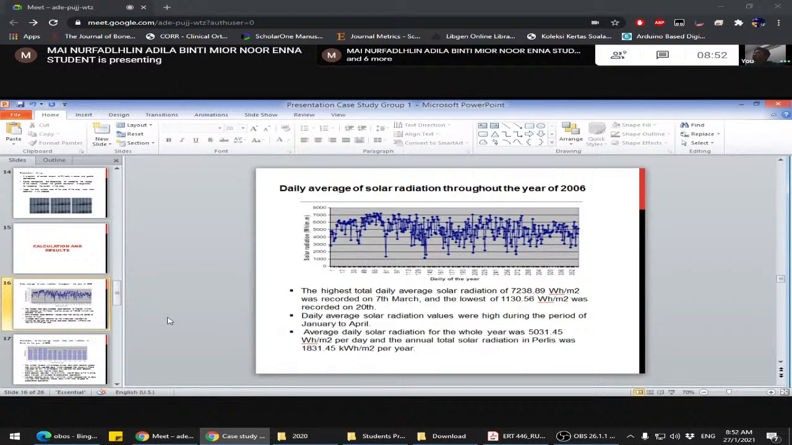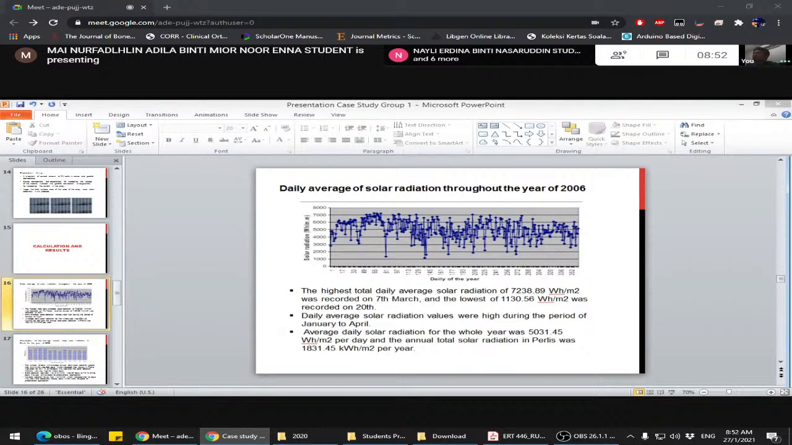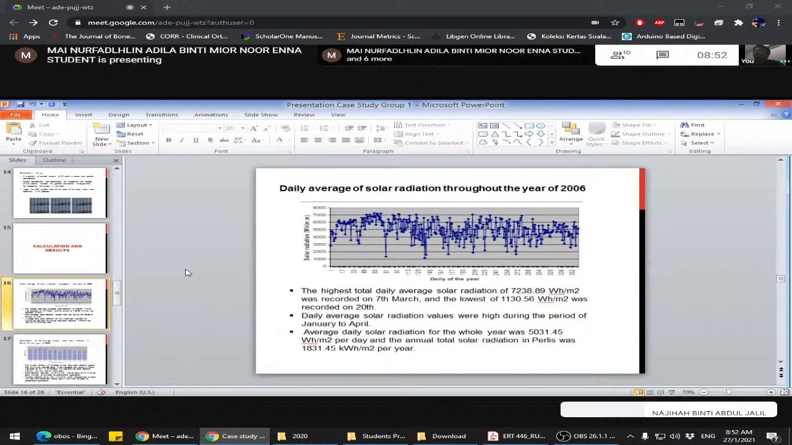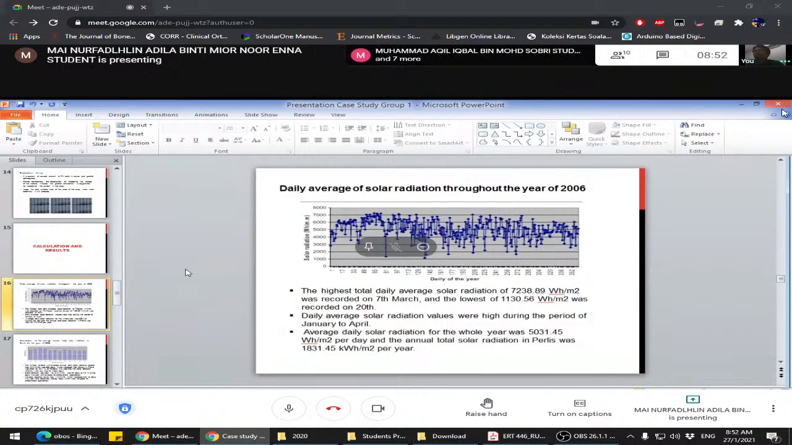Daily average solar radiation values were high during the period of January to April because of maybe the hot condition, musim panas. The calculated average daily solar radiation for the whole year was 5,031.45 watt hour per meter square per day, and the annual total solar radiation was 1,831.45 kilowatt hour per year.